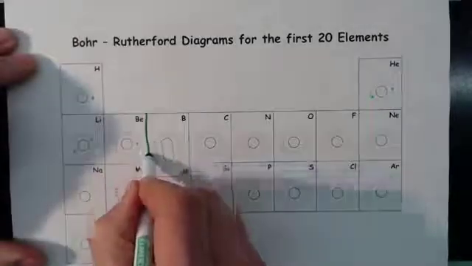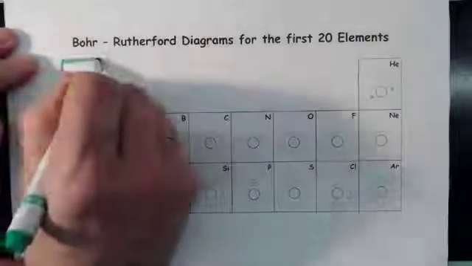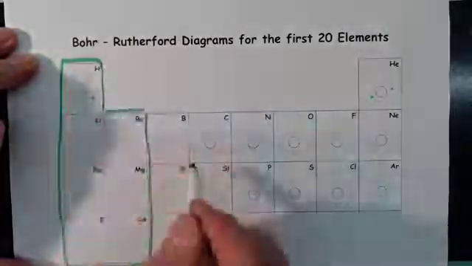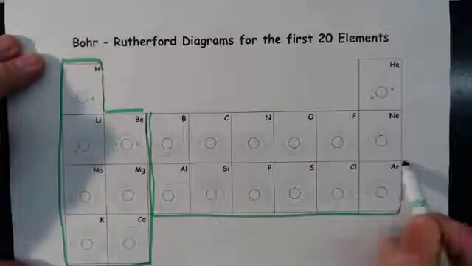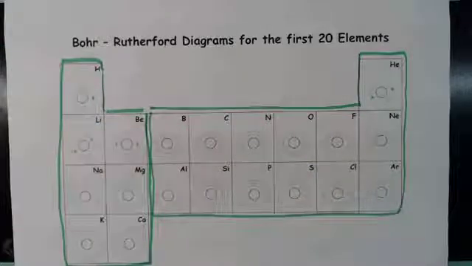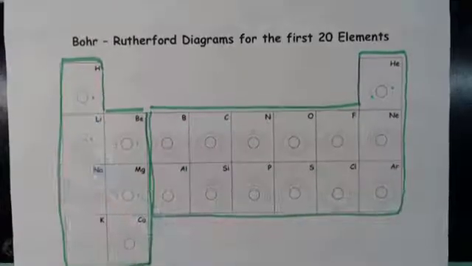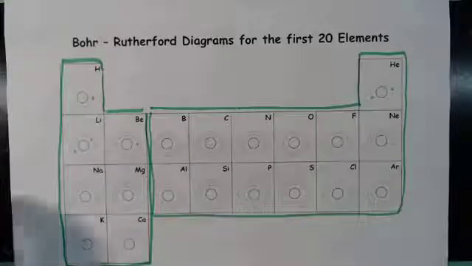This section is the stuff on the left, and then this section is the stuff on the right. And we said for drawing Rutherford Bohr diagrams, you only have to learn the first 20, all the way up to calcium. So I put it all together so it's a little bit bigger and easier to see. Now let's take a look.